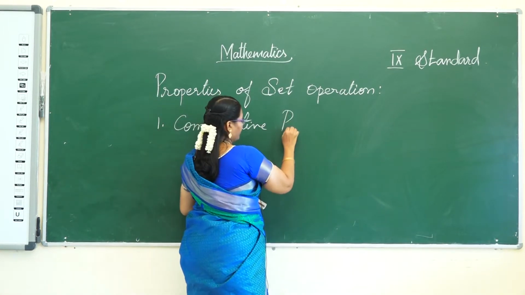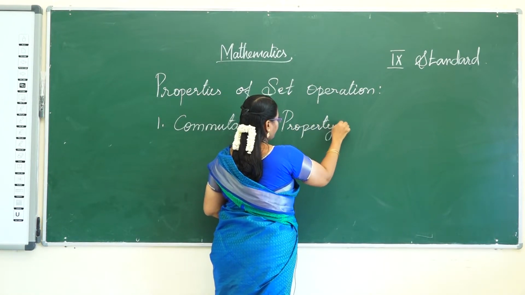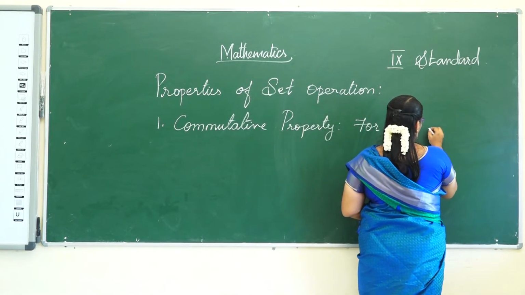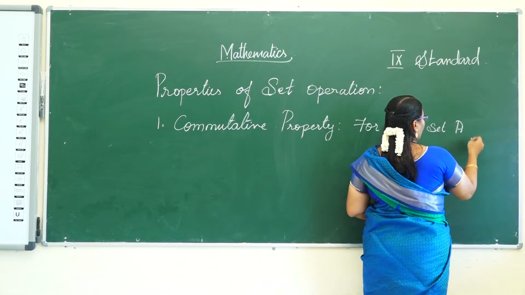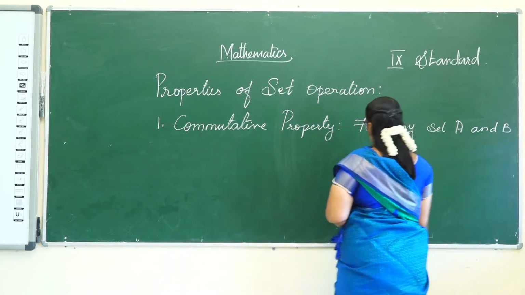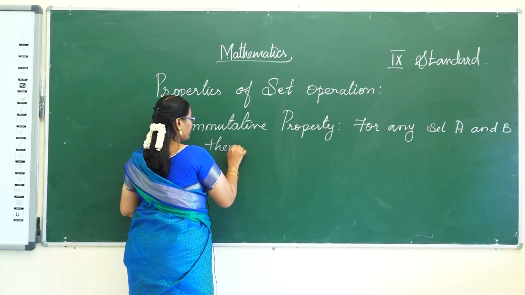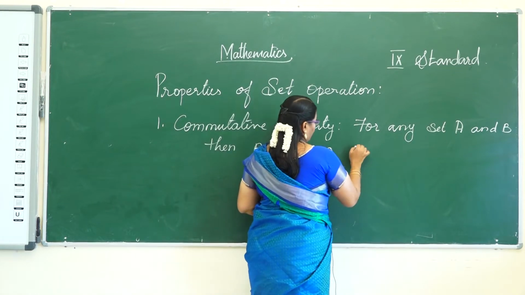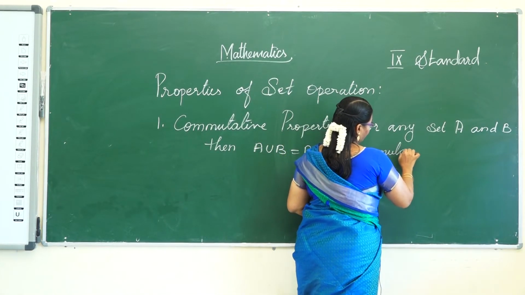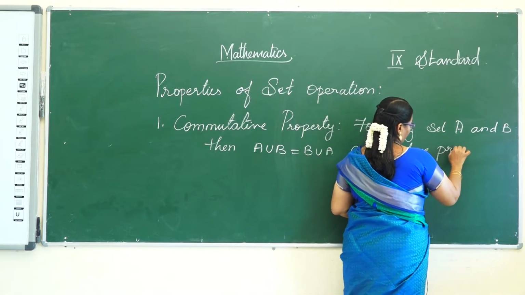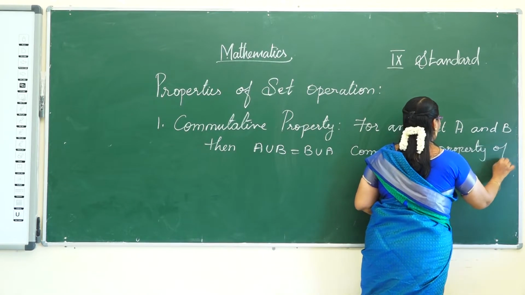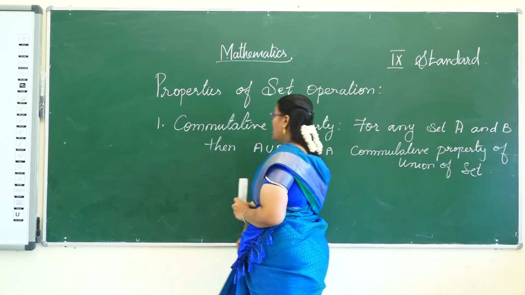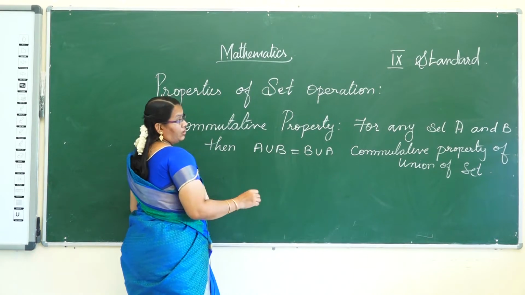Commutative property. For any sets A and B, A union B is equal to B union A. It's the commutative property of union of sets.